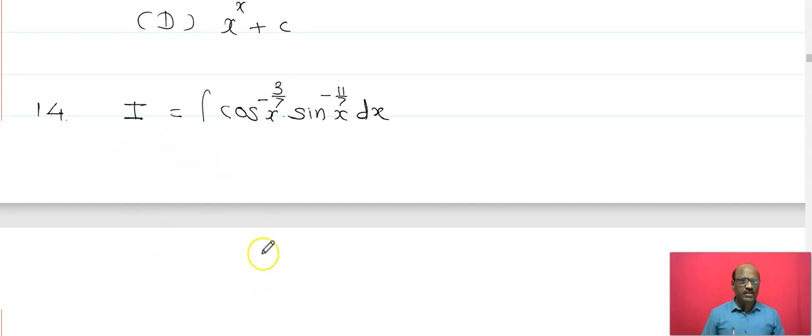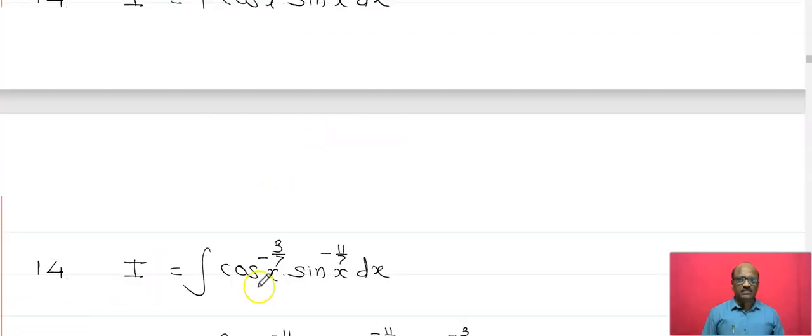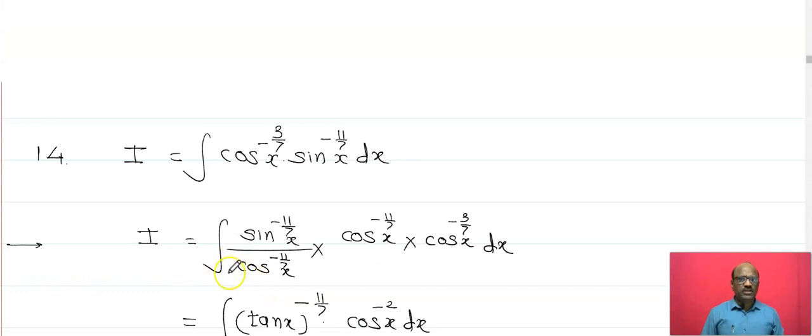I is equal to the integral of cos x raised to minus 3 by 7 and sin x raised to minus 11 upon 7 dx. Now for the integration, see this here: I is equal to the integral of sin x raised to minus 11 upon 7 upon cos x raised to minus 11 upon 7. Then we have multiplied the numerator and the denominator by cos x raised to minus 11 upon 7, and lastly, cos x raised to minus 3 by 7 dx.